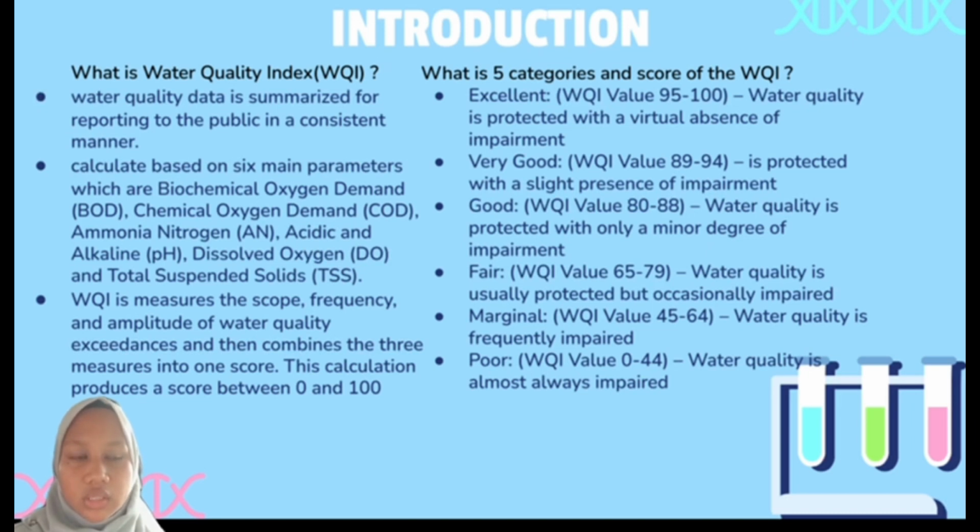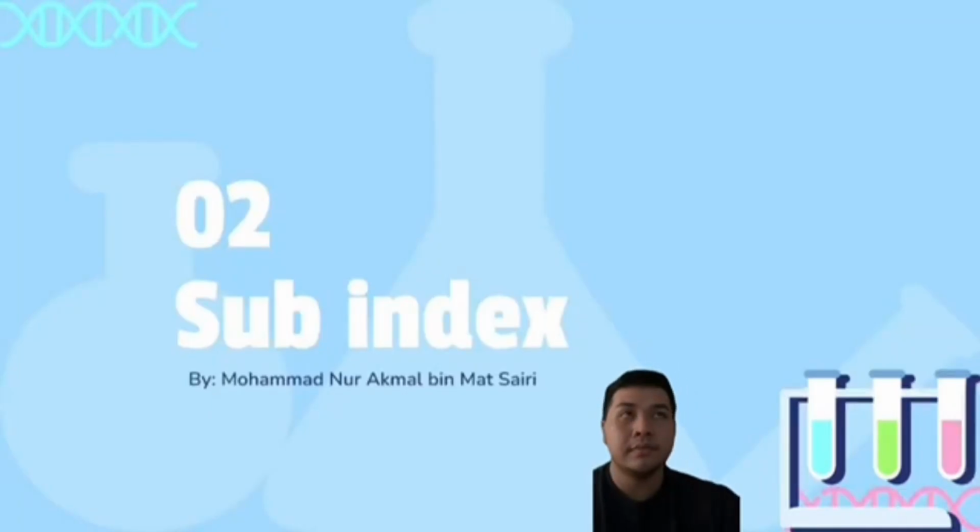The first one is the excellent category, which is a water quality index range between 100 to 95, and then very good in the range of 89 to 94. And then the good category in value 80 to 88, and then the fair category, which is the water quality index value in 95 to 79, and lastly the poor category, which is value from 0 to 44.